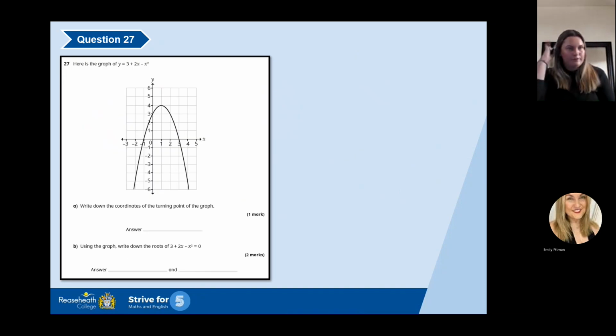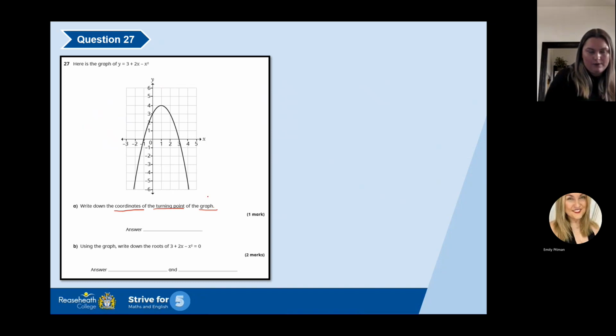Okay, next question. So we've got a graph here. Don't look at this and think, oh, I don't know what to do. You just need to remember a few key things. So here is the graph of y equals 3 plus 2x minus x squared. Okay, write down the coordinates of the turning point of the graph.